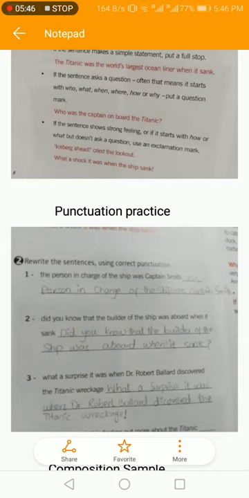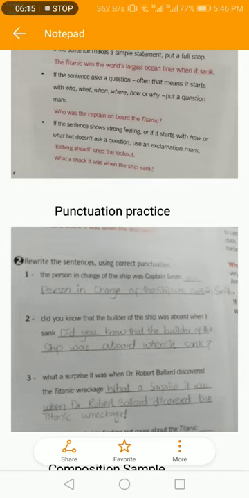Look at 2. Did you know that the builder of the ship was aboard when it sank? So this is a question. We have to start with a capital letter and then we have to put a question mark at the end.